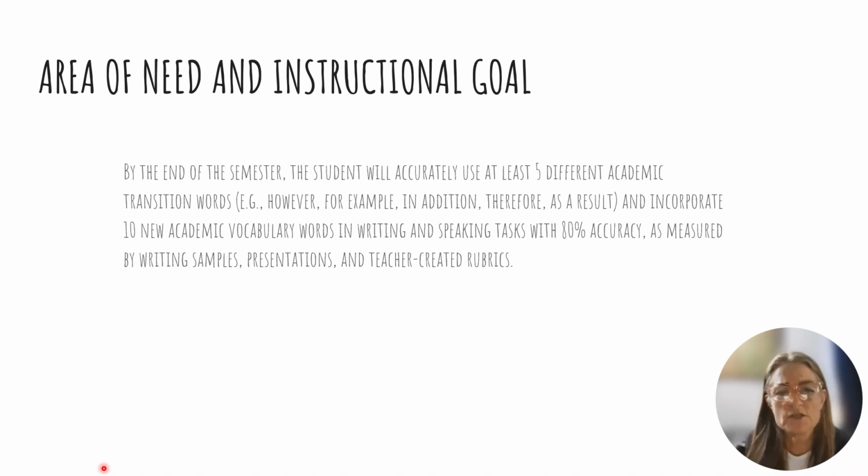Area of need and instructional goal. By the end of the semester, the student will accurately use at least 5 different academic transition words, example, however, for example, in addition, therefore, and as a result, and incorporate 10 new academic vocabulary words in writing and speaking tests with 80% accuracy, as measured by writing samples, presentations, and teacher-created rubrics.